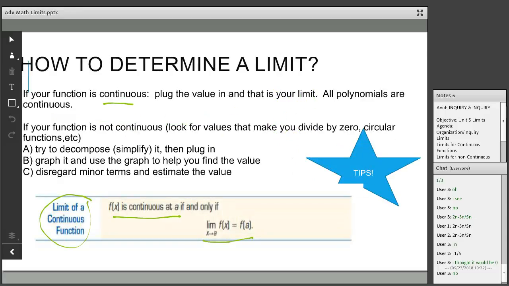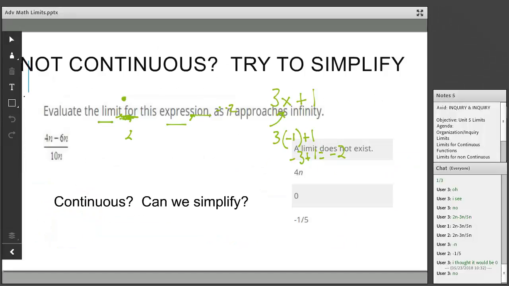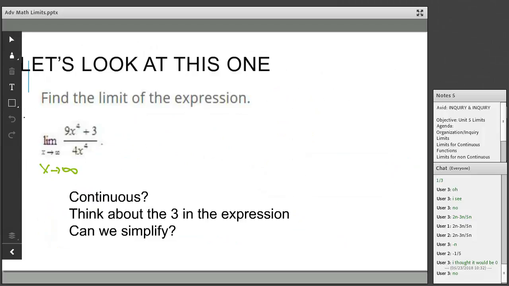So let's go back to our tips that we talked about. Find out if it's continuous. It's not continuous. Try to simplify it. It's not going to simplify. We could graph it and find the value, and that might work, but we could also try this one: disregard the minor terms and estimate the value.